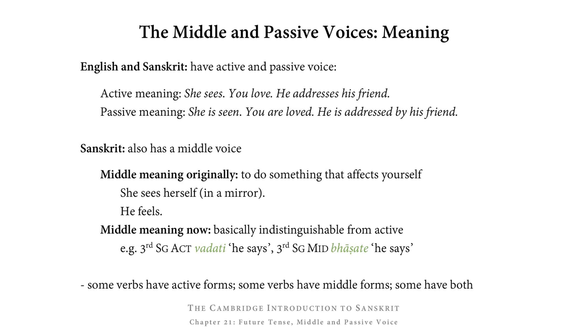Another example of a verb in the middle might be he feels, because when you think about it, the action of feeling is something that you do, but you are also at the same time the one who is experiencing this action of feeling. So in a way, feeling is something that you do, but that is at the same time done to you.